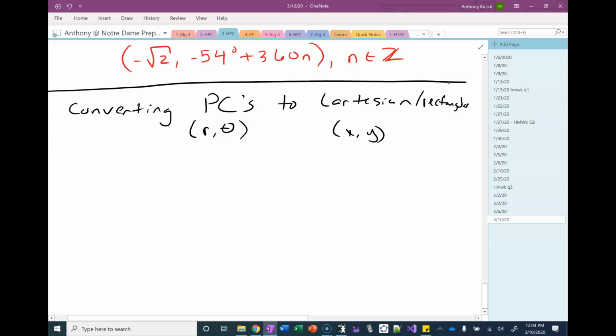So next topic we're going to look at is converting polar coordinates. That's things that are of the form r comma theta to Cartesian coordinates, or sometimes we call the Cartesian coordinate system a rectangular coordinate system. So just x, y's. So that's what we're going to be working on.